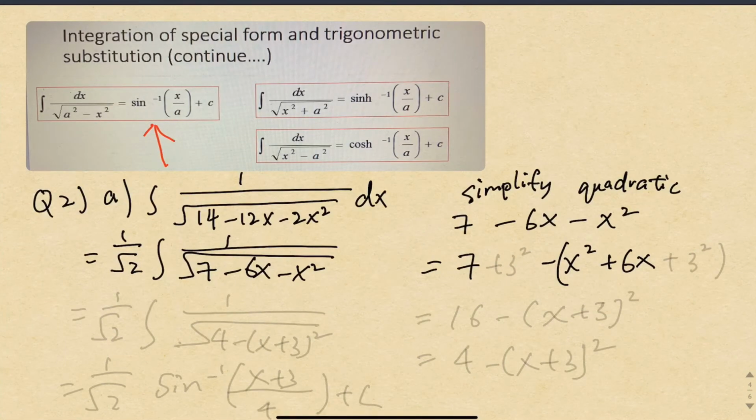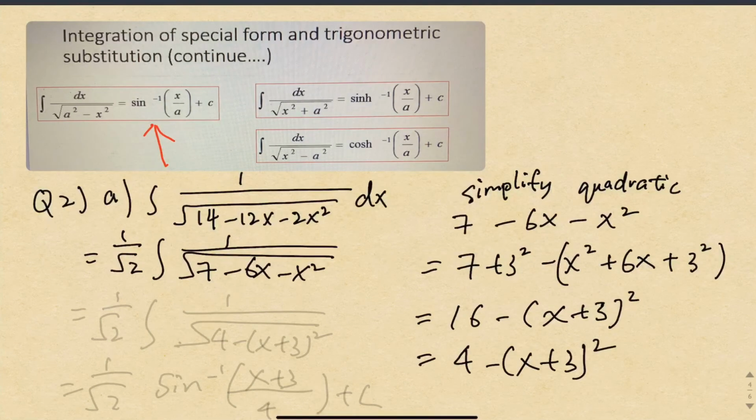So we know that if we add half of the coefficient of x, which is 3 squared, to the second part, we actually minus 3 squared. So the first part we also have to add back 3 squared. So it becomes 16 minus. So now the second part you can straight away factorize it, become this: 4 minus x plus 3 squared.